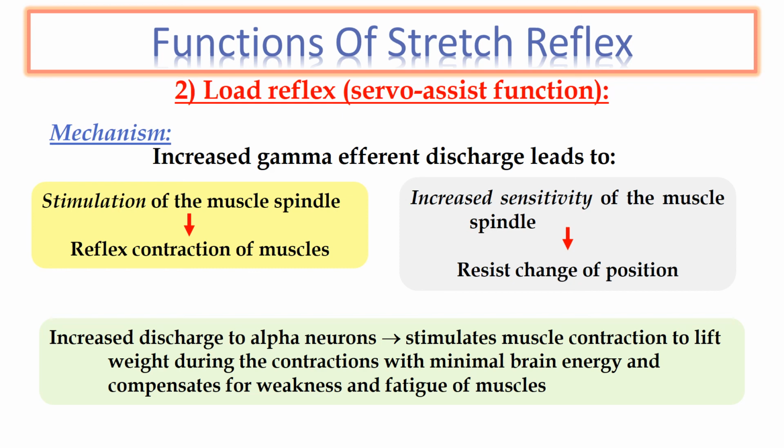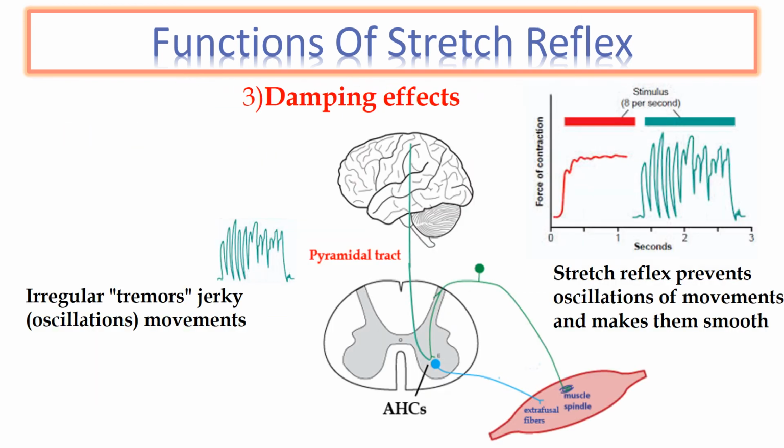So we increase the alpha discharge and maintain contraction of the muscle to lift the weight without using more and more brain energy. The brain, or the cerebral cortex motor area, doesn't need to send more impulses to stimulate the alpha motor neuron to contract the muscle, or to give the order to the muscle to contract. Already, the alpha motor neurons are stimulated by the gamma efferent discharge, and that helps the muscle to maintain contraction and compensate for any type of weakness or fatigue that will occur in the muscle.